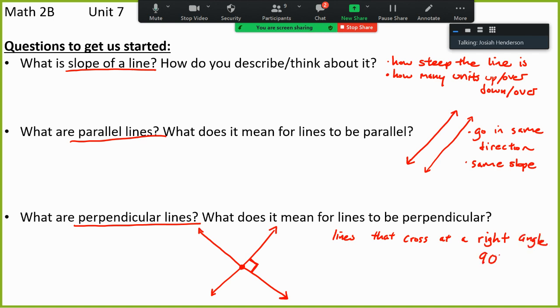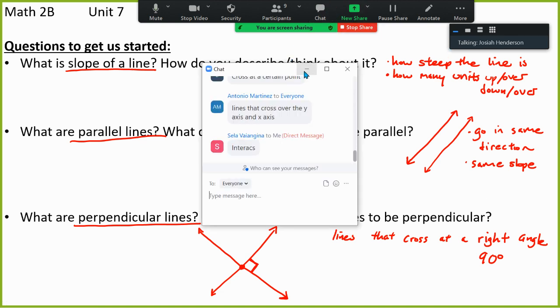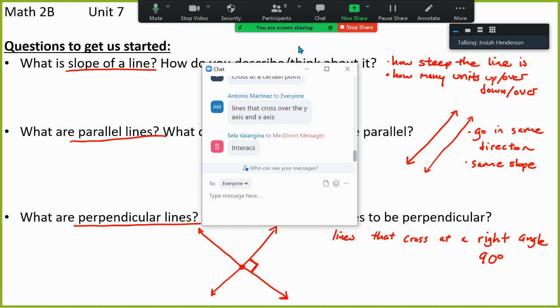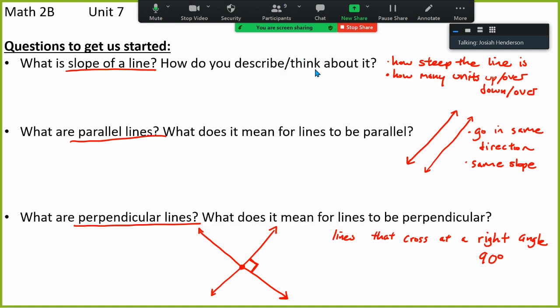At a 90-degree angle. Okay, same thing, right angle, 90 degrees. Good. They intersect. Someone said the y-axis and the x-axis. Good. Antonio has a good example. The two lines that we use on our graphs all the time, the x-axis and the y-axis.